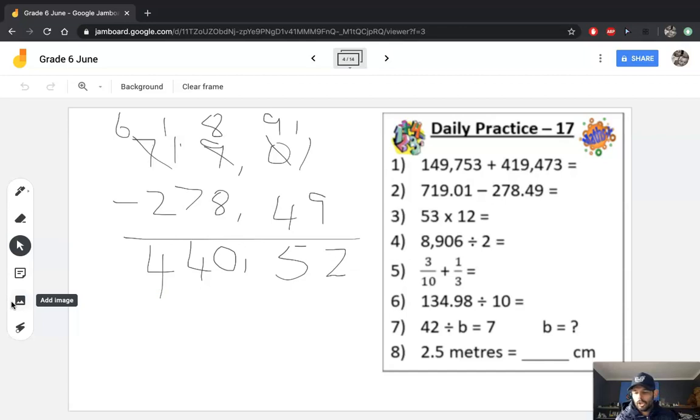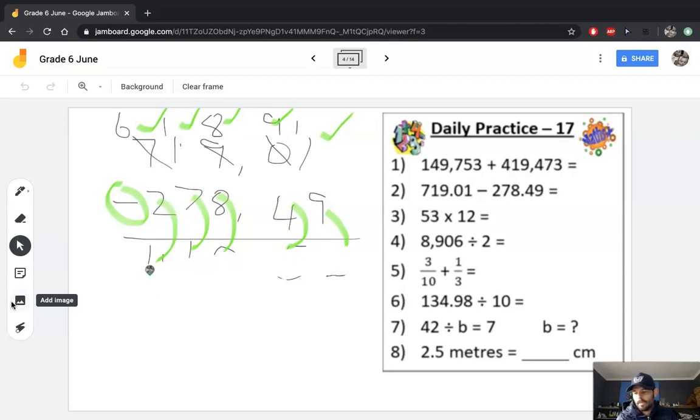So let's go ahead and check. We do the opposite of subtract, which is add. So 2 and 9 is 11, 5 and 4 is 9, 0 and 8 is 8, 4 and 7 is 11, and 4 and 2 is 6. So I'm confident and I'm happy that I'm correct. So I can now move on to my next question.